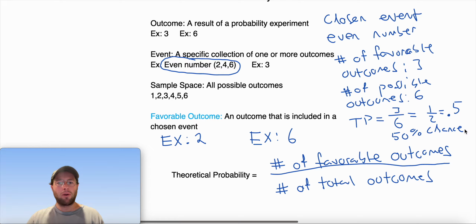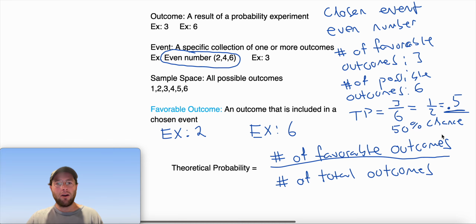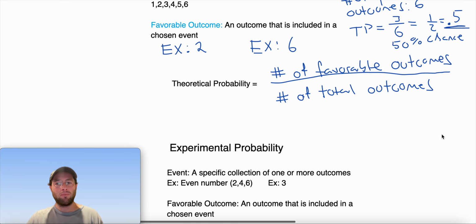Now, I want to move on and compare and contrast this with experimental probability. So let's keep in mind here that when we calculated the theoretical probability of getting an even number, it came out to 0.5, which corresponds to a 50% chance. All right, so now let's look at experimental probability.